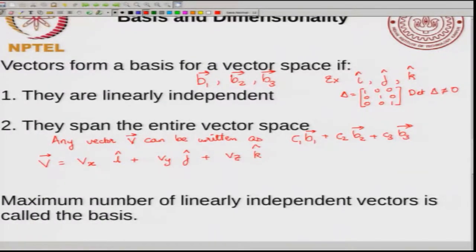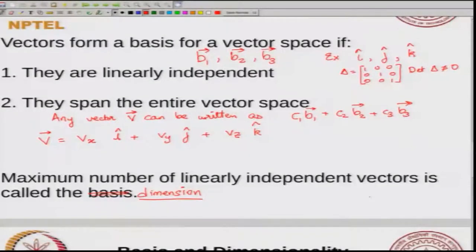So, that is in three dimensions. Now, what I said is that the maximum number of linearly independent vectors in any vector space is called the dimension. So, in any vector space, you can have a maximum number of linearly independent vectors, and that is called the dimension of the vector space. You can ask the question, what is the dimension? In the case of the 3D vector space, the dimension is 3 because the maximum number of vectors that can be linearly independent is 3. If you have a fourth vector, it will be linearly dependent.